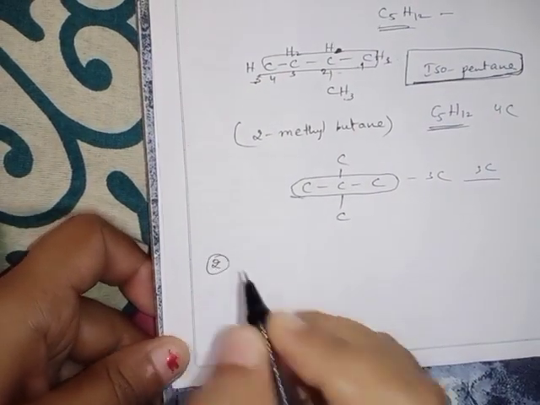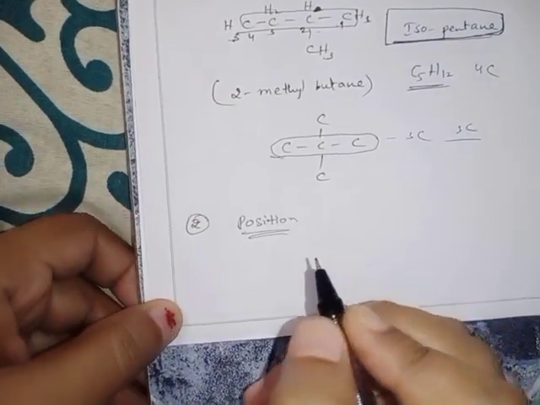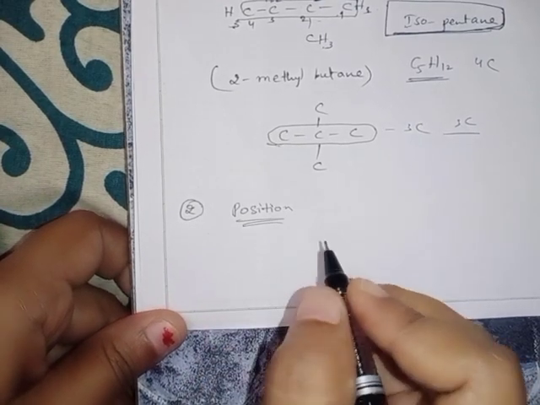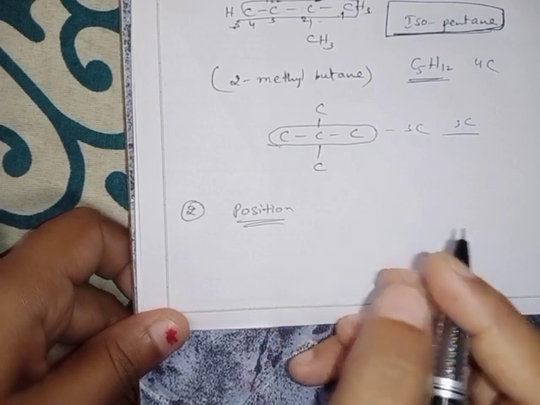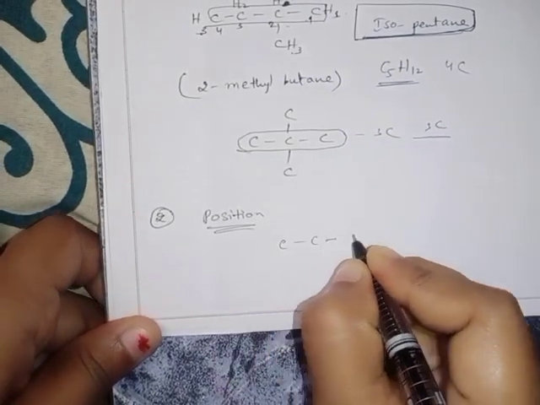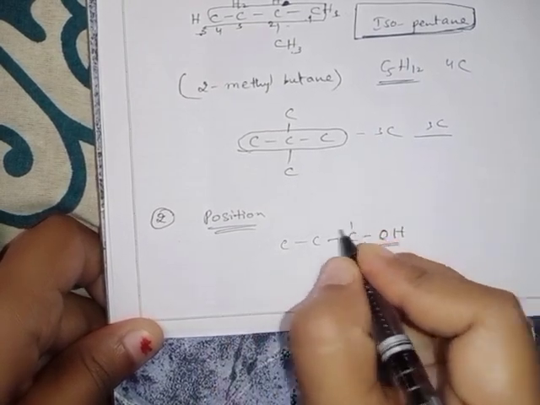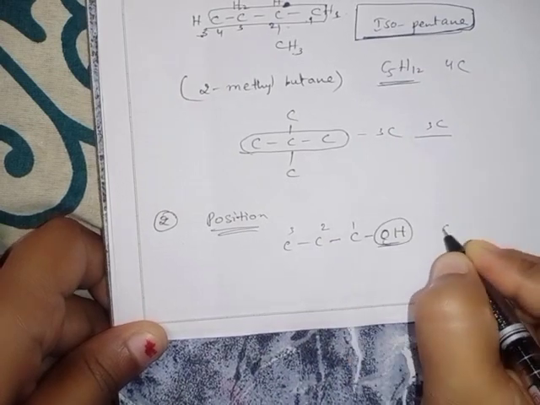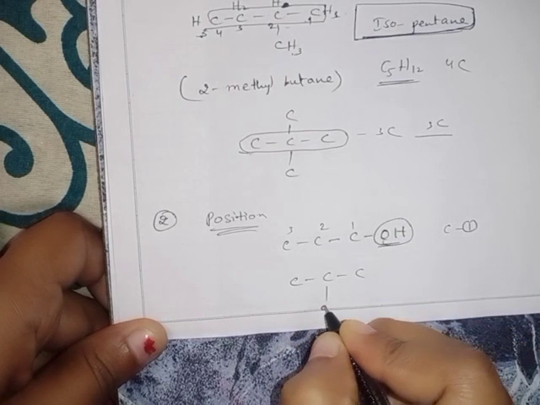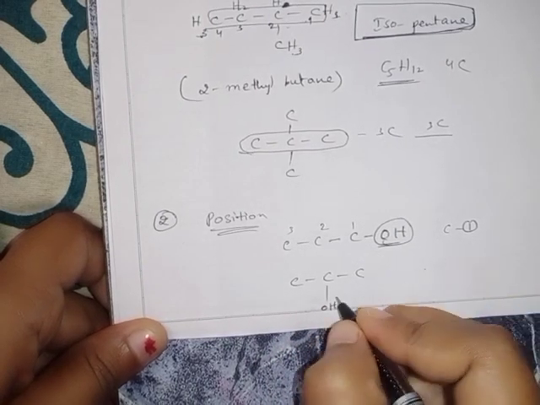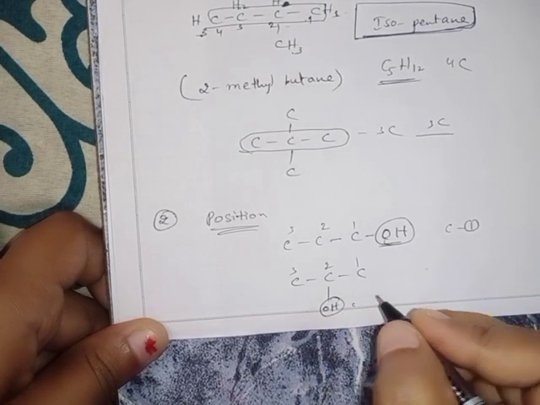The second type is position isomerism. Here the position of the functional group or a substituent changes. Take for example propanol, with carbons 1, 2, 3. Here the OH group is at carbon 1. Now change the position of OH: here the alcohol group is at the second carbon. This is 2-propanol.